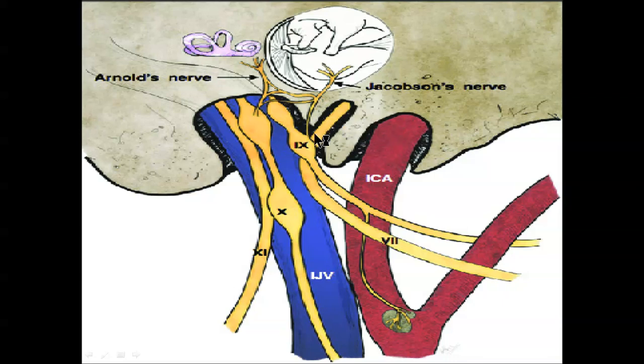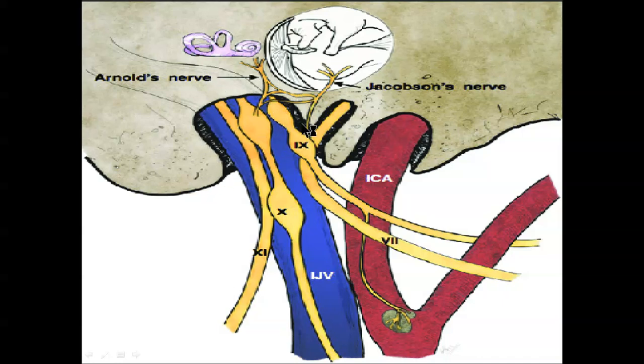And here we can see the Arnold nerve and the Jacobson nerve. Here we can see Jacobson nerve, part of the glossopharyngeal nerve, cranial nerve 9, and the Arnold nerve coming out of the vagus nerve. They both enter small foramina to supply different parts. So here we have the Jacobson nerve, and here we have the Arnold nerve. Arnold nerve comes from cranial nerve 10, and Jacobson nerve comes from cranial nerve 9.